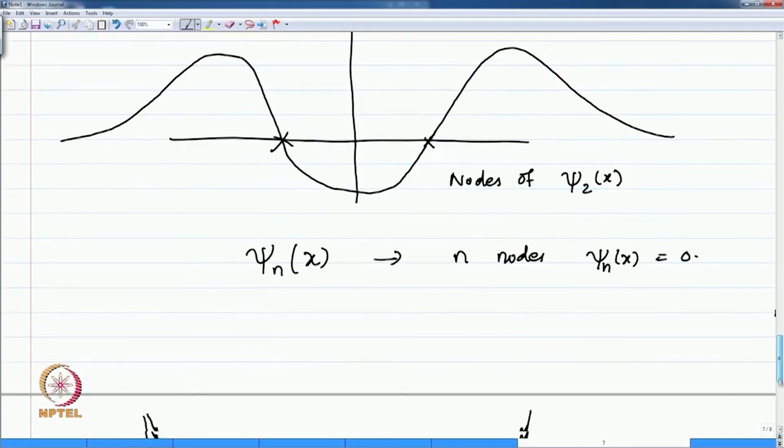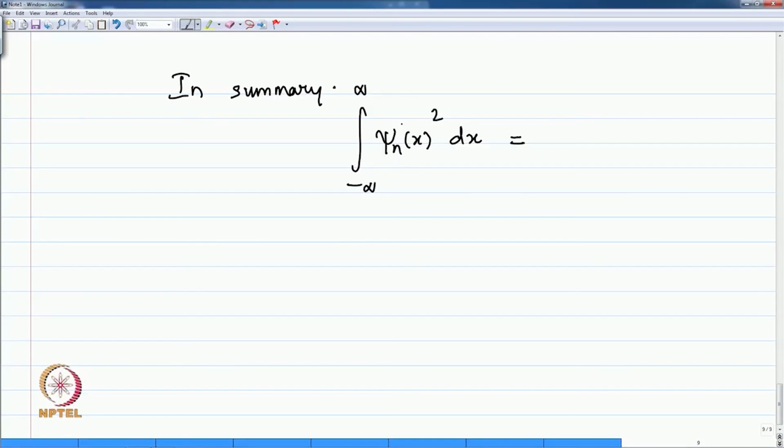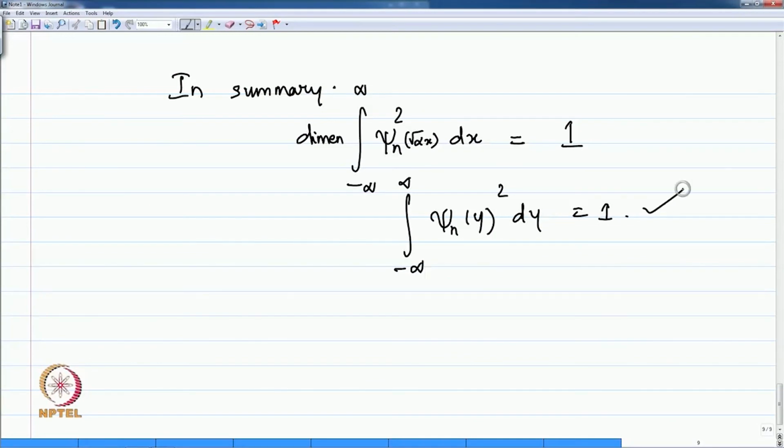So, these are important points. So, let me summarize. We will do the probabilities calculations in the next part of the lecture. So, in summary, the integral of psi n of x square dx between minus infinity to plus infinity is, I would say, root alpha x. It does not matter, but let me just write that. Root alpha x, and then there has to be some dimension factor here to ensure that you are integrating. This is equal to psi n square is equal to 1. Best would be to write this as the integral of psi n of y square dy between minus infinity to plus infinity is 1. This is the normalization, which means essentially it is the area under the square of the wave function graph.